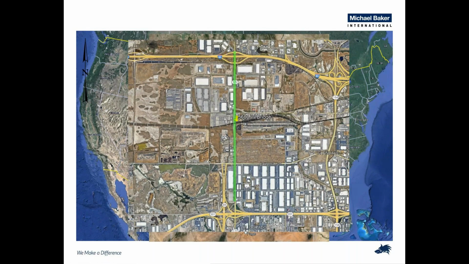So there's a lot going through this corridor, and the project was to increase the capacity of 5600 West from one lane each direction road to having 2 lanes each direction with a center turn lane.